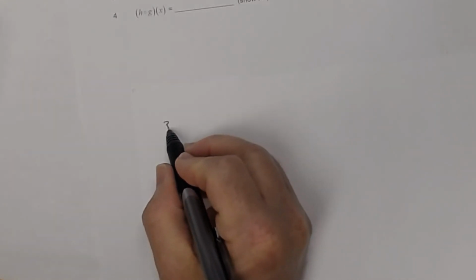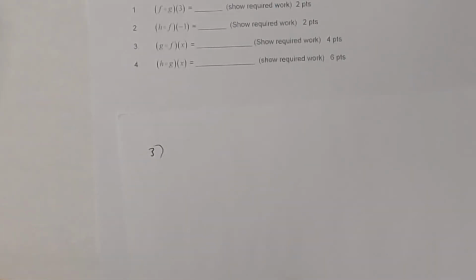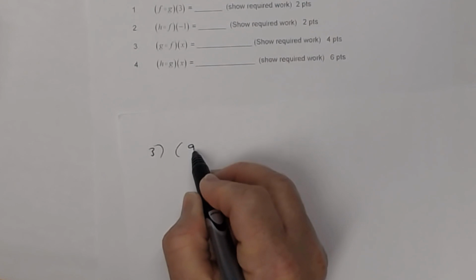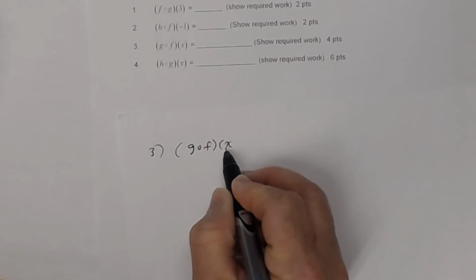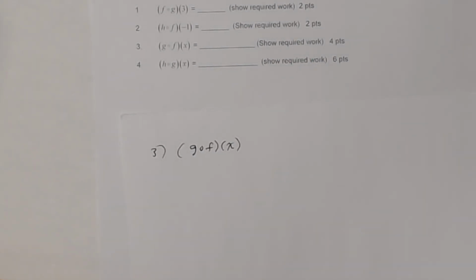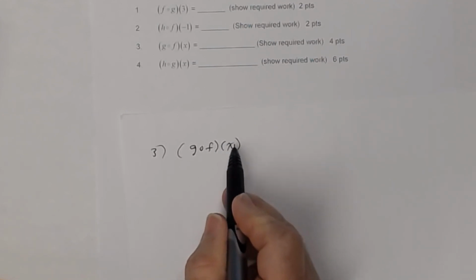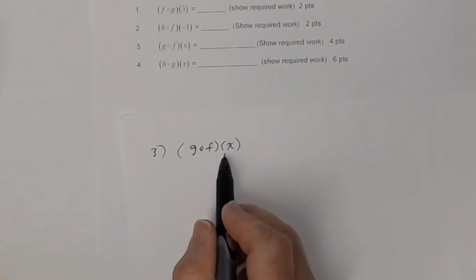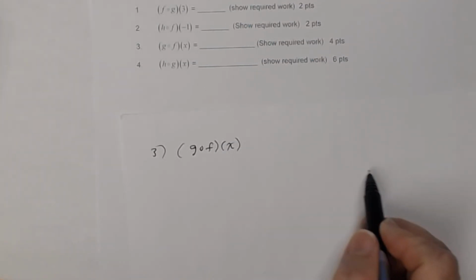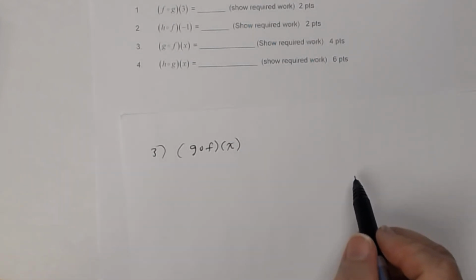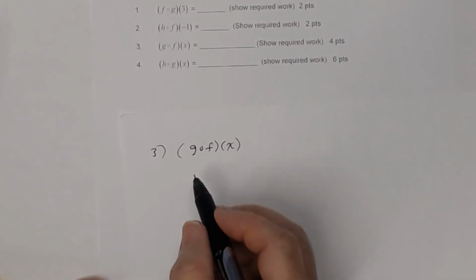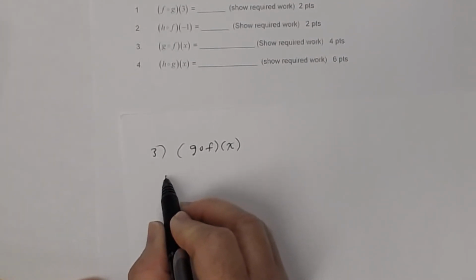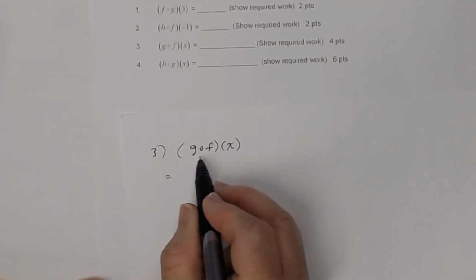But when I do number 3, this time I'm composing two functions at the variable x. So that's not a number. That's a variable. My answer is going to be a variable expression. It's not going to be a number. It's going to be a variable expression. So let's go ahead and write the definition.